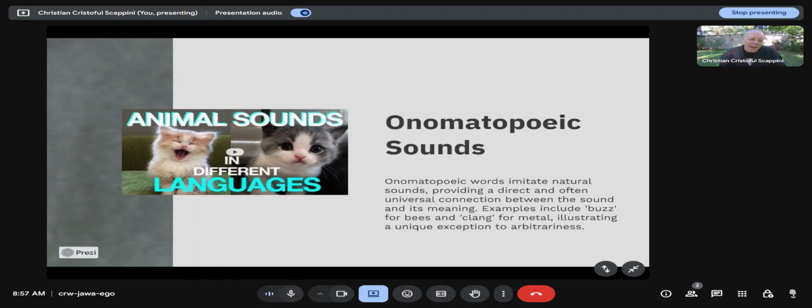Many people argue that onomatopoeic sounds are the exception, that with onomatopoeic sounds, there is an actual link between the word and the object that they represent. If I say moo, then you think of a cow. So apparently, there is a connection between the sound and the object it represents. Okay, so listen.